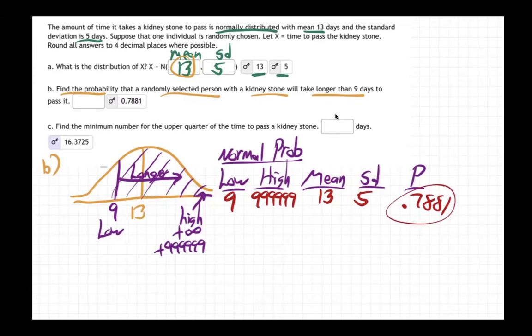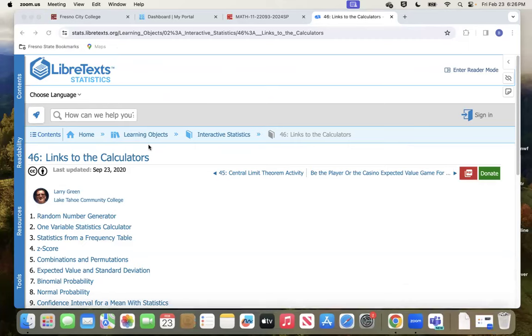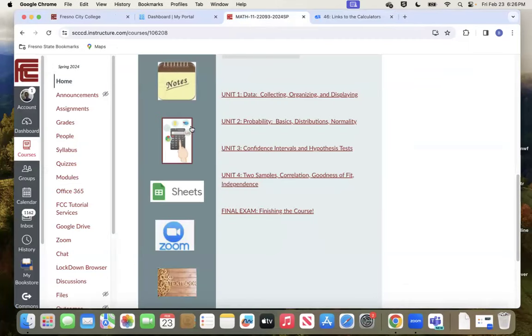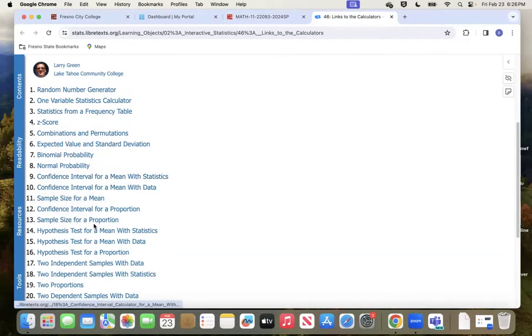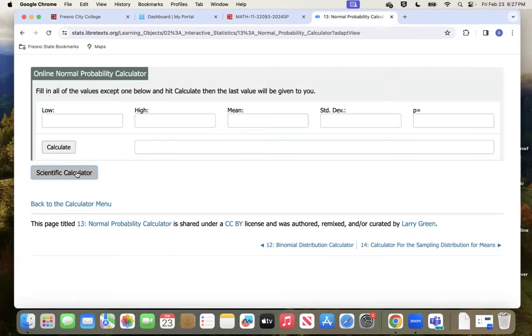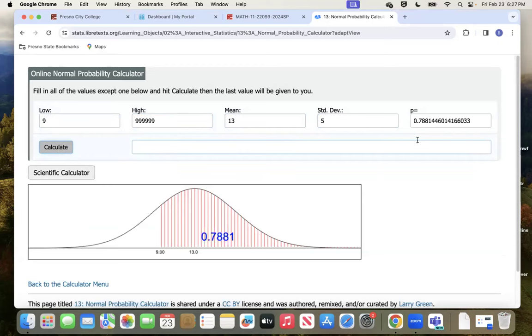All right, let me show that real quick here. So we open up the calculator. You go to the home page, click on the calculator. In here, it's number 8, normal probability, because it says normally distributed. Click on that. The low, as we said, was 9. The high was 6 nines, 1, 2, 3, 4, 5, 6 or more. The mean is 13, standard deviation 5. Calculate. 0.7881, just like we said, there's that answer.